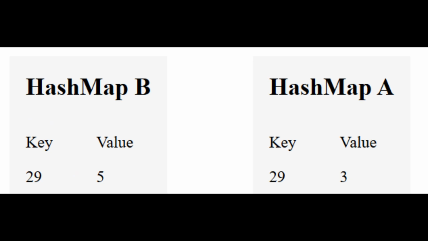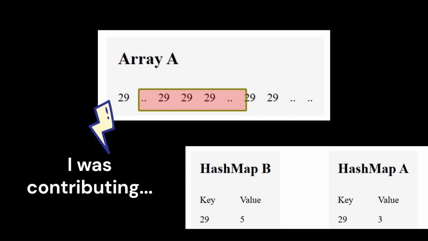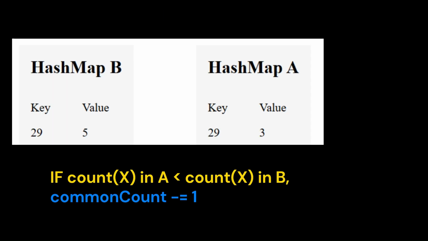3 is less than 5. It means that the first element was relevant. It was contributing in the count of common elements between array A's 100-sized subarray and array B. So what we would do is decrease the common count by 1.